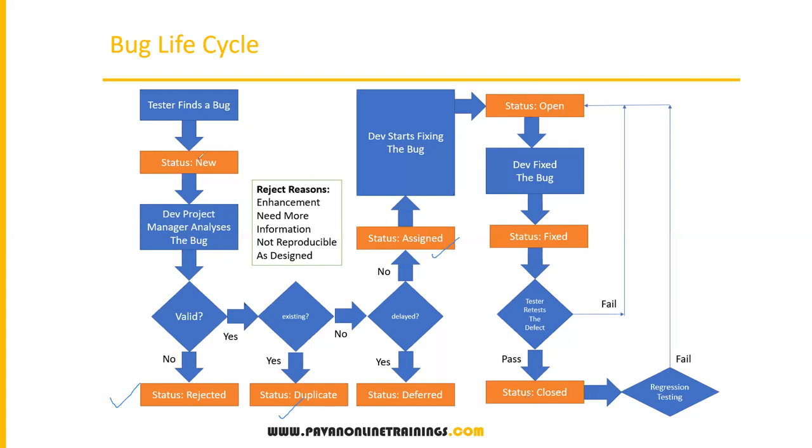For example, as soon as I raise a bug, the tool will automatically assign the status as new, and then the developer can select these statuses. Suppose he doesn't want to fix that bug, or he doesn't think it's a valid bug, then he can put rejected status, or he can change it to duplicate, or deferred, or assigned. And after the bug is fixed, he will change the status to fixed, and then we have to check the status, and accordingly retest the defect in the next coming build or bug fix build. Then if it is working, we have to close the defect.